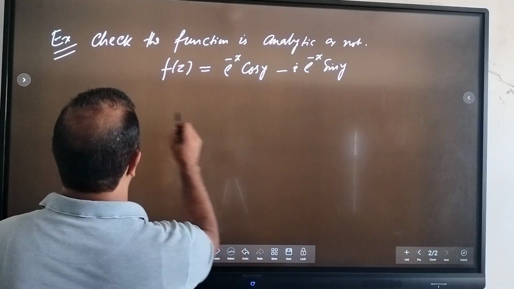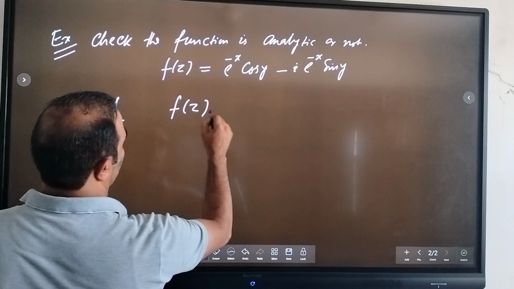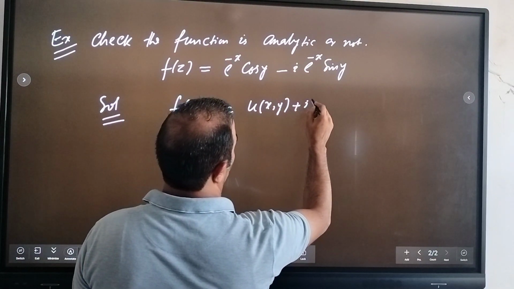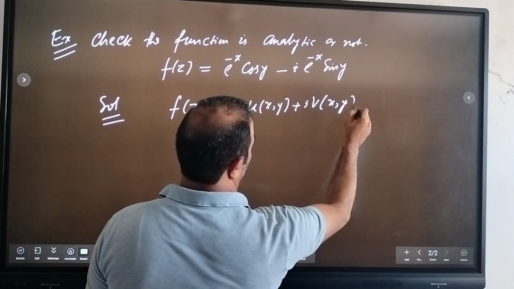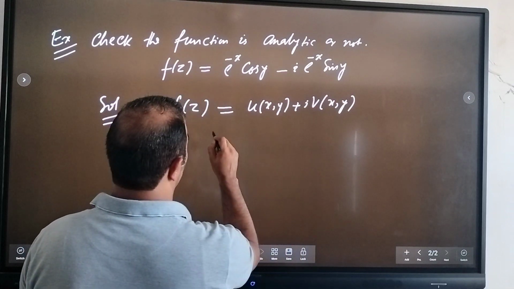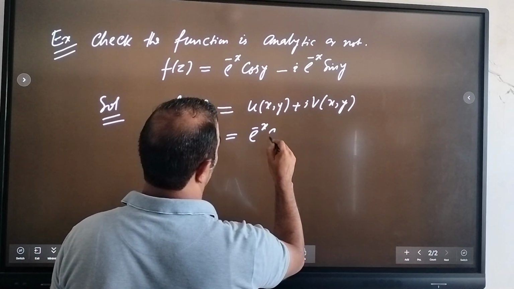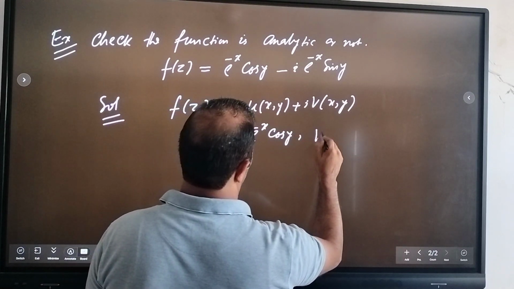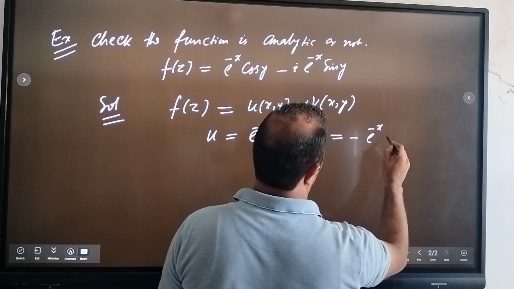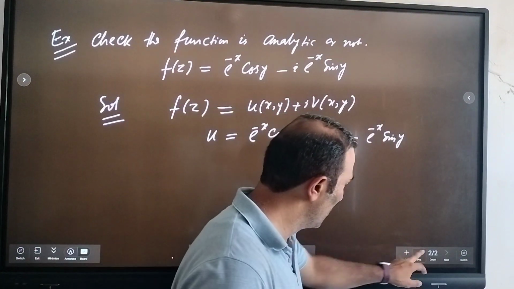So in that case, we can write that the complex function can be written in this fashion, and we can write u of x, y as u is equal to this. So these are basically the u and v parts.